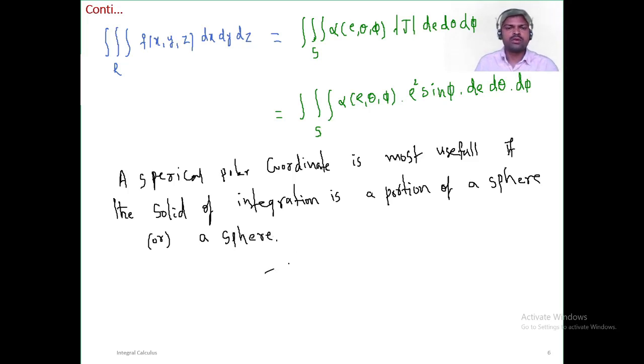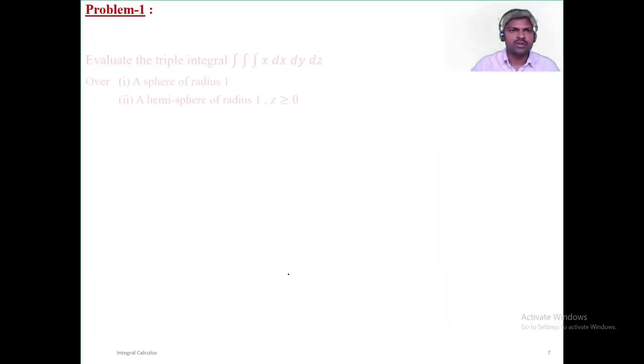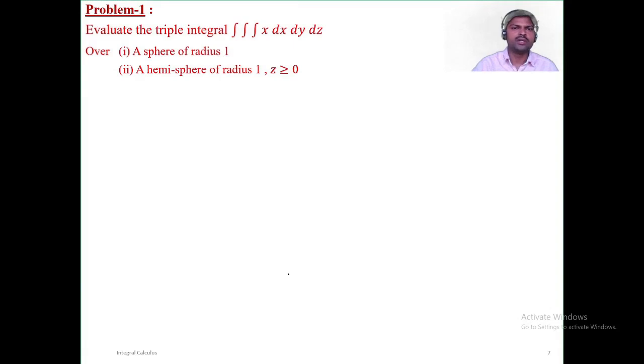Okay, so now let's have some problems related to this spherical polar coordinate system. So problem number 1: evaluate the triple integral of x dx dy dz over a sphere of radius 1. So first, let me sketch a rough diagram. Right, so let's extend this.